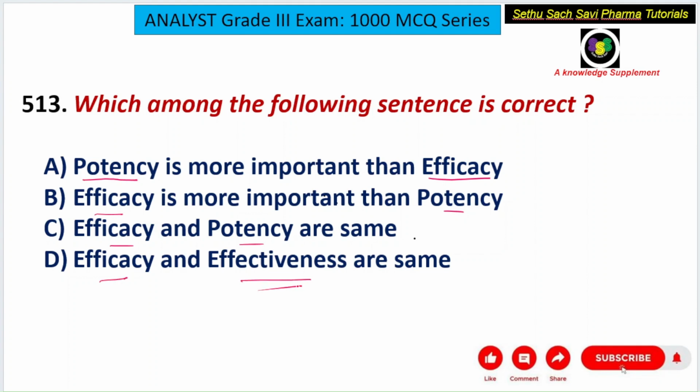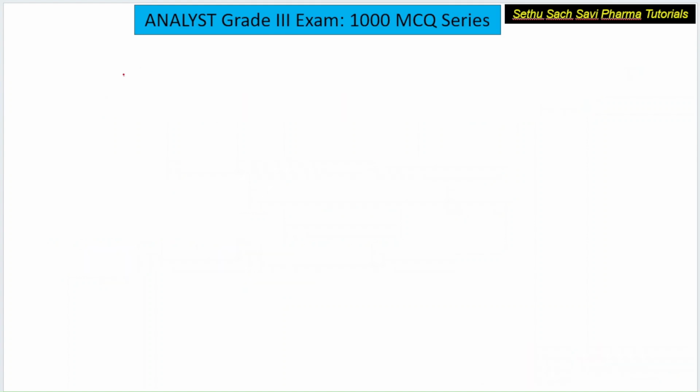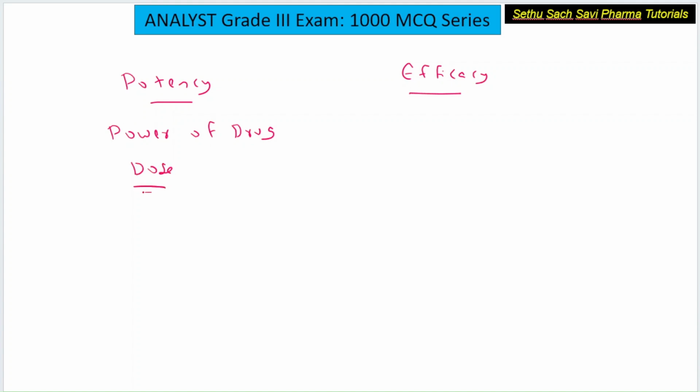The fourth choice, efficacy and another term, effectiveness, they are same. Okay. So you need to remember two terms. One is potency, the second term is efficacy. Now, what is the difference? Potency indicates the power of a drug, that means the dose of a drug. Whatever drug can be used at a minimum dose is more potent. So, the lower the dose, the more potent the drug.